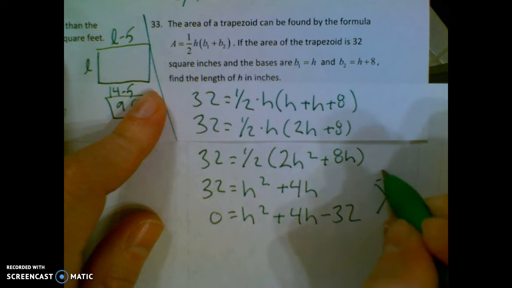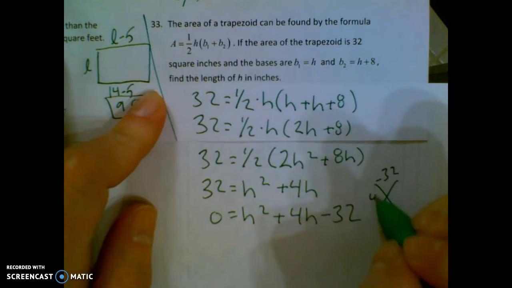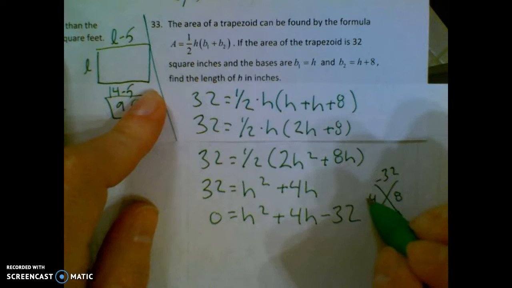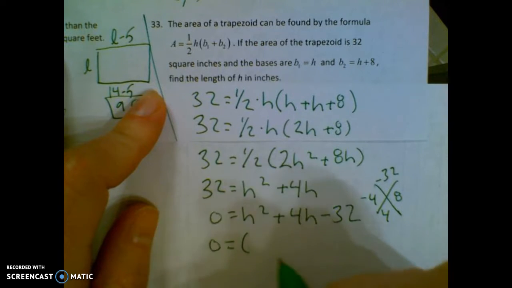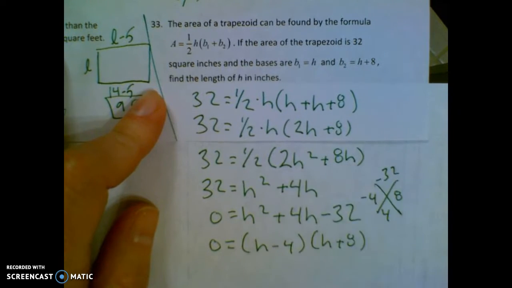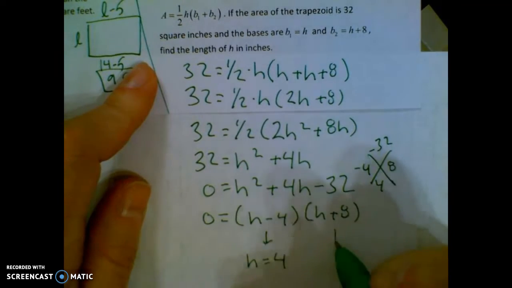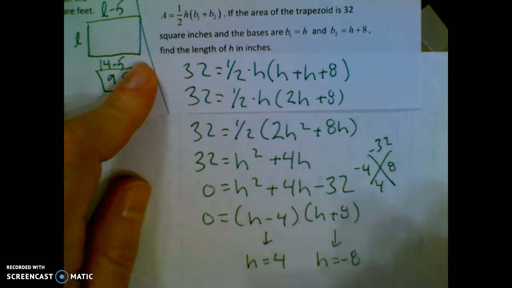Very easy X method. What multiplies to be negative 32 but adds to be 4? That's going to be a 4 and an 8, and I want to have a negative 4. So 0 equals (H minus 4)(H plus 8). Set each of those equal to 0. H is going to equal positive 4. H is going to equal negative 8.